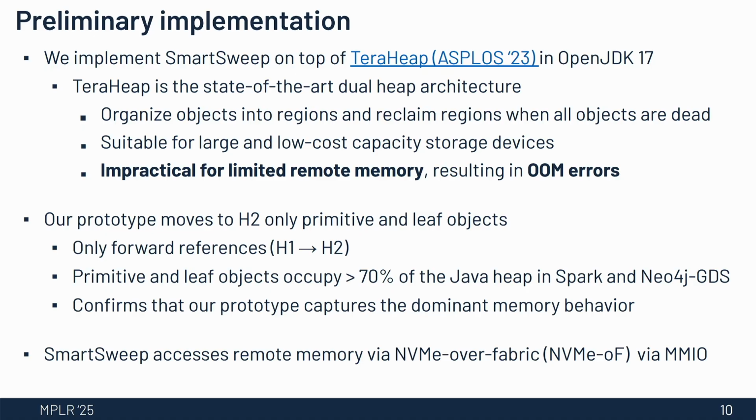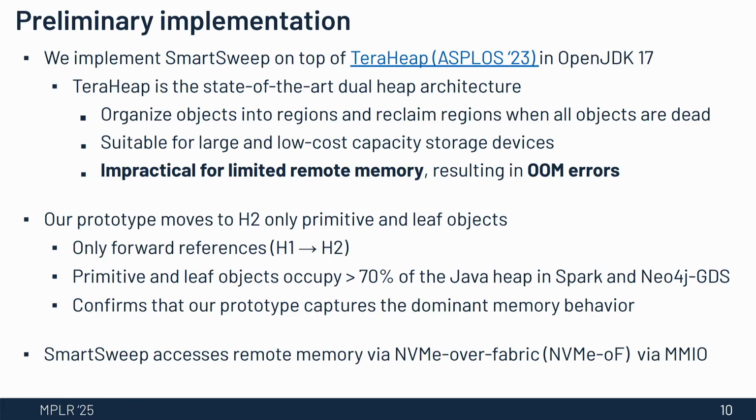Our preliminary implementation of SmartSweep is built on top of TeraHeap. TeraHeap is the state-of-the-art dual heap architecture system in OpenJDK 17. TeraHeap organizes objects into regions and reclaims entire regions where objects are dead. This is suitable for large and low-cost capacity storage devices, but it's impractical for limited remote memory and results in out-of-memory errors. Our prototype now moves to H2 only primitive types and leaf objects, and there are only forward references from H1 to H2.